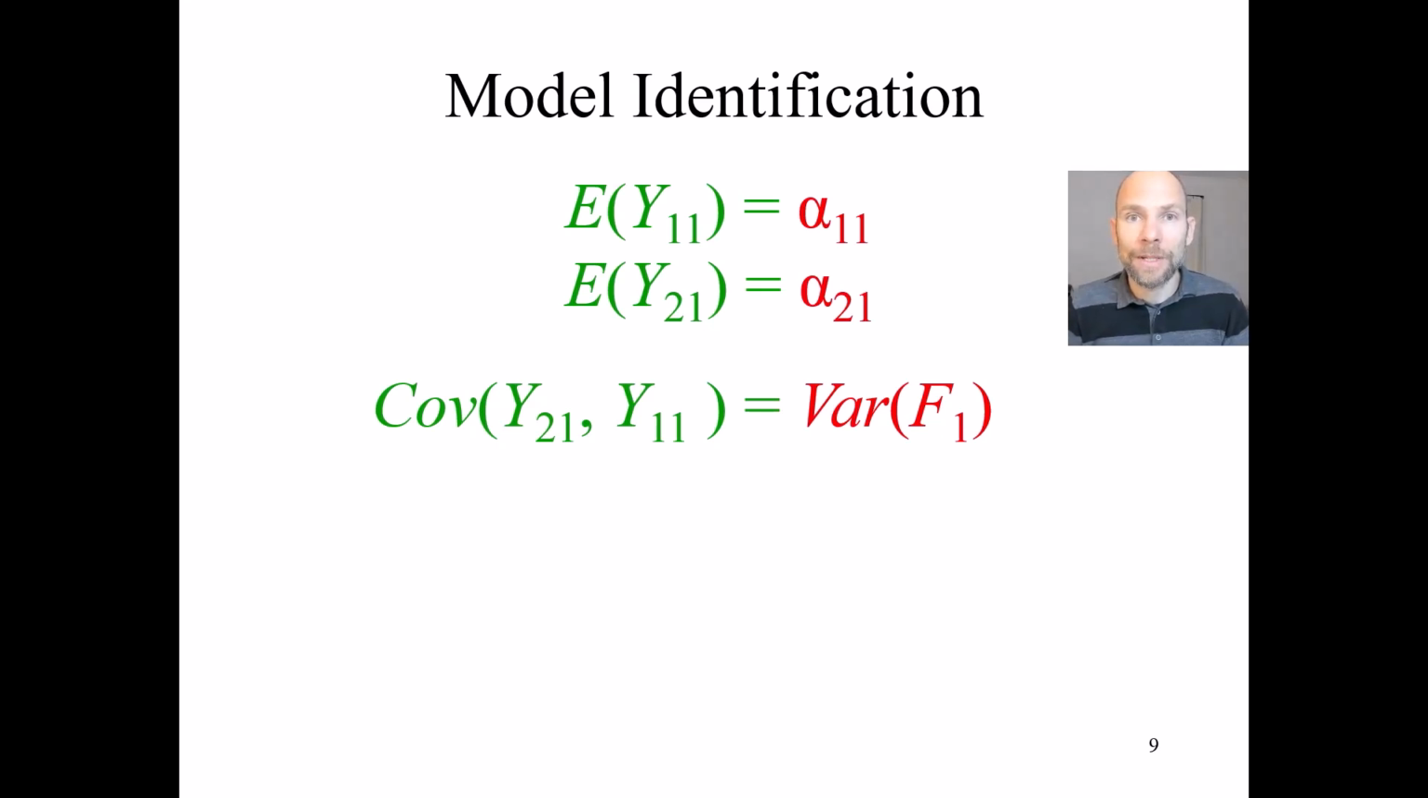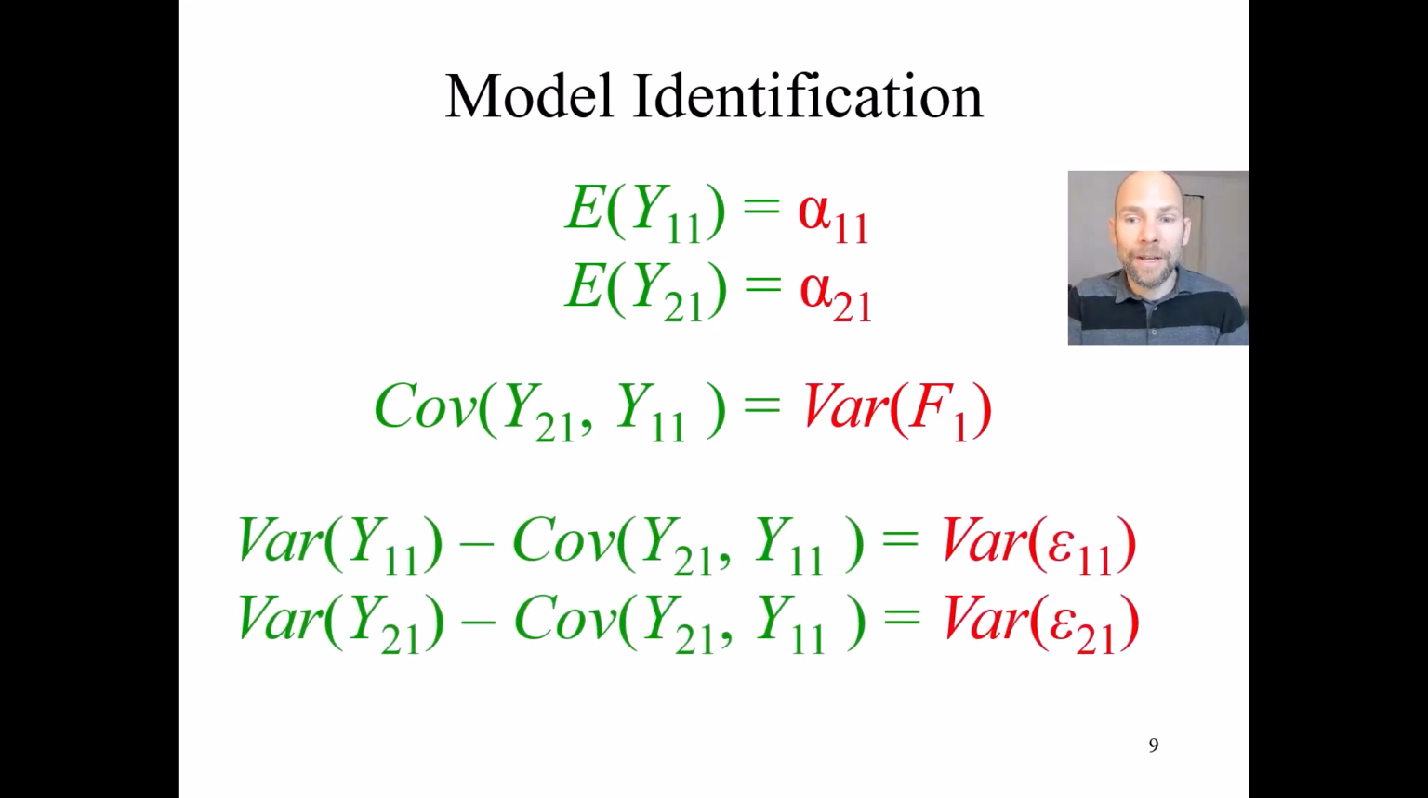We want to know what is the reliable variance component, and you can see that that's directly given by the covariance between y21 and y11. That makes sense because what these two variables share is what is reliable and not just random error, what is replicable across two different indicators, and that's directly what formally gives us the factor variance.